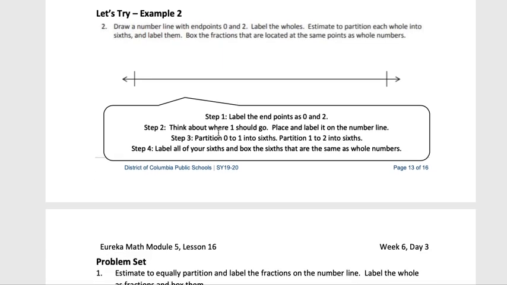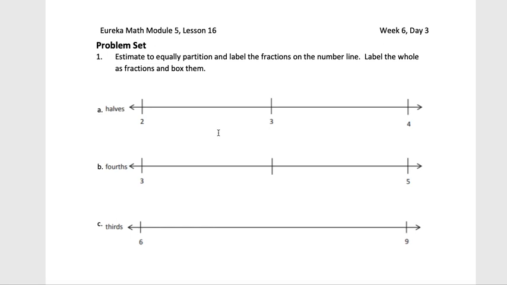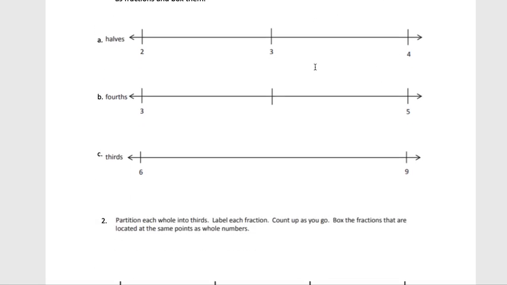Read the directions, read the steps. The last part of your day 3 for week 6 is to estimate to equally partition and label the fractions on the number line. Label the whole as fractions and box them. So that means your fractions above 2, 3, and 4 should be labeled or boxed. Okay, pay attention to the word in front of the number line because that's what you will be partitioning them into. So for part B, you partition this into fourths. Don't forget about your whole number right here, 3, 4, 5.